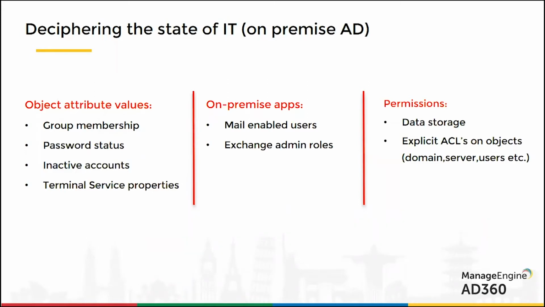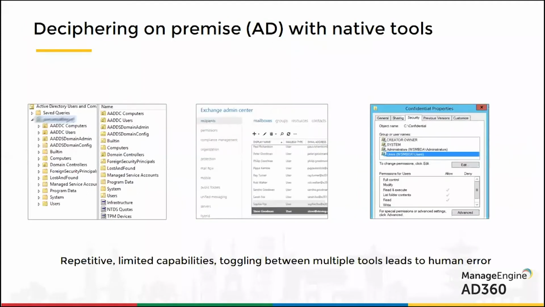Right? So for on-prem, these are the three things that I would like you to start off with. Number one is to watch your user attribute values, your object attribute values. Number two is to watch your on-premise applications such as Exchange. And number three is to watch your data, right? Data stored on your file servers, or even permissions on your security objects, such as groups, organizational units, users, servers, domain controllers, you name it, right? So how would we go about doing this with native Active Directory?